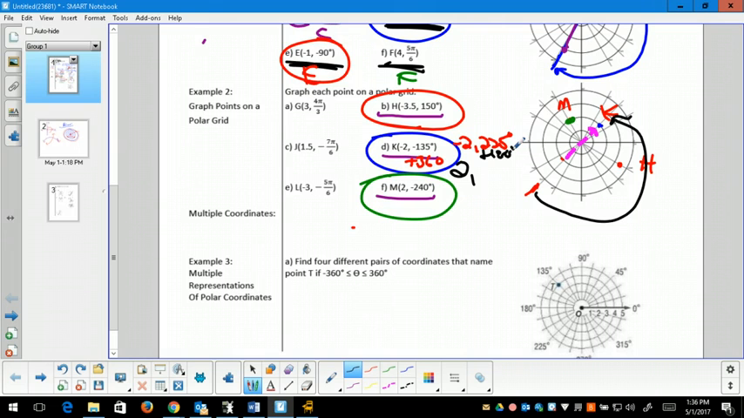Speaking of that, there are multiple ways to represent a point. Yes, Shelby? So whenever the degree is negative, you just add 360 to it? When the degree is negative, you can add 360. If you're really good, like some people, I'm going to clear the screen, hold on.